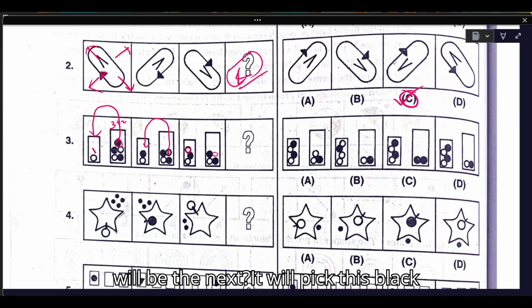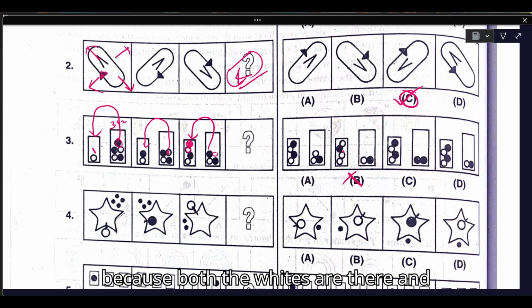So what will be next? It will pick this black ball again and keep it here, right? So white, black, white and black. This is eliminated because both the whites are there and the others are the same. Okay, so after removing this black ball, what will be the remaining part here? This is white and black. So what is the matching one here? Yeah, here we have 3. This is not correct and the correct answer is D.